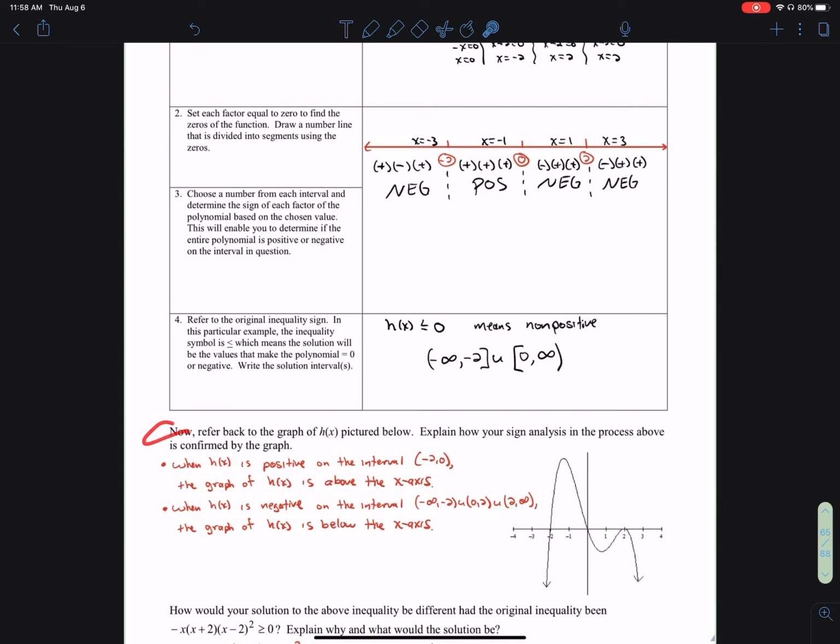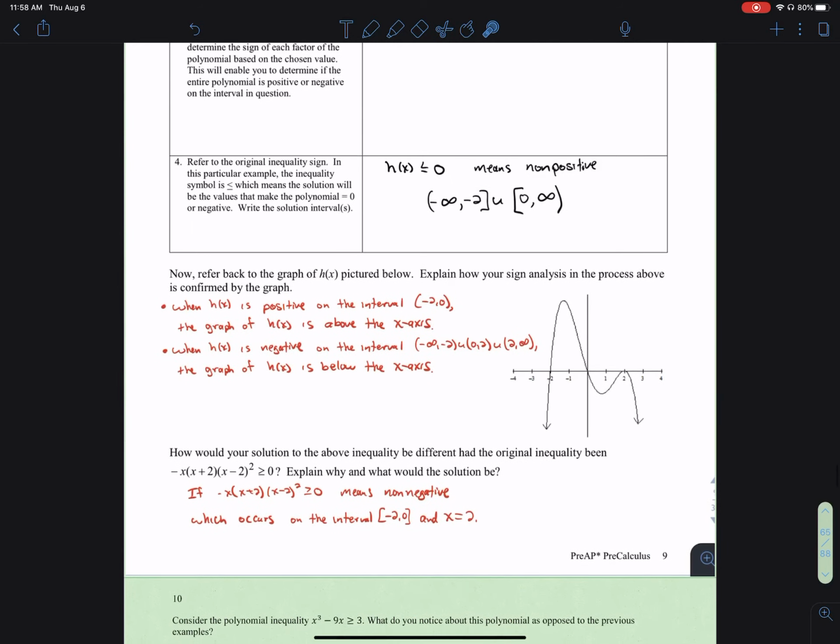So answering this question, when h of x is positive on the interval from -2 to 0, the graph of h of x is above the x-axis. This is a great question to ask on a test, this type of question. When h of x is negative on the interval from -infinity to -2, 0 to 2, and 2 to infinity, the graph of h of x is below the x-axis. So that is confirmed in this positive and negativeness.